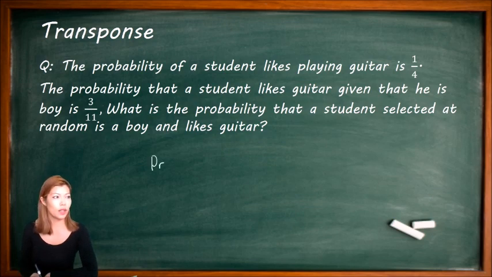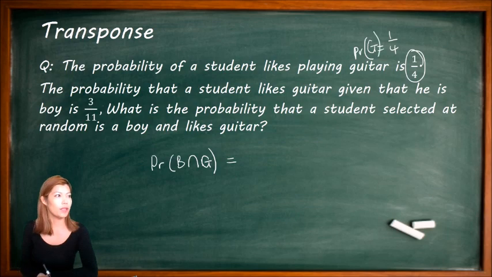The probability of somebody who's a boy and likes guitar. So the intersect. Now let's have a look at the information. A student likes playing guitar, so G is equal to 1/4, or more accurately, probability of G. And that 3/11 is the probability a student likes guitar given that is a boy. So G given B is 3/11.